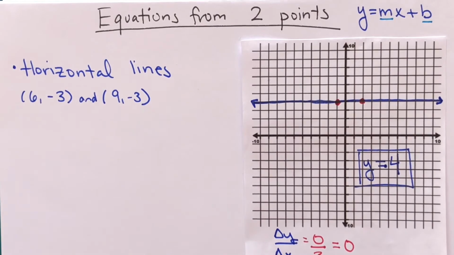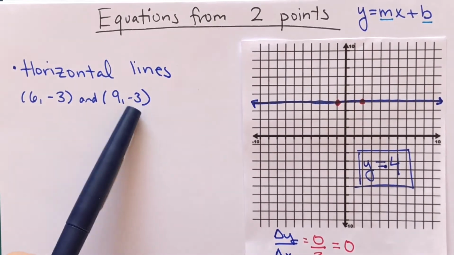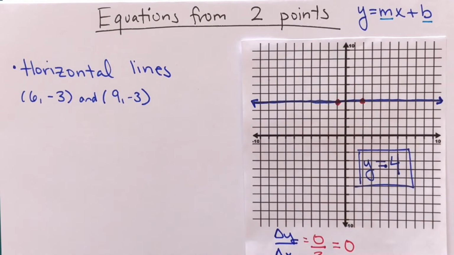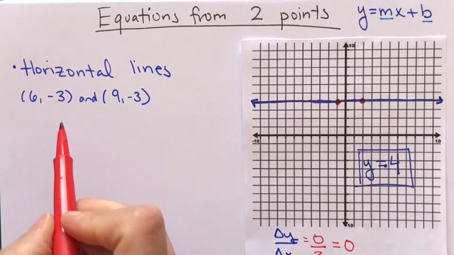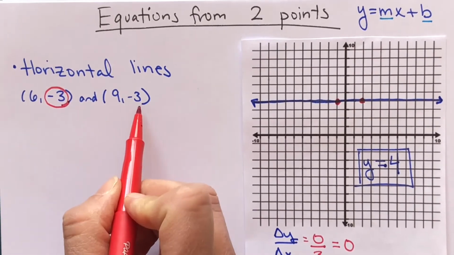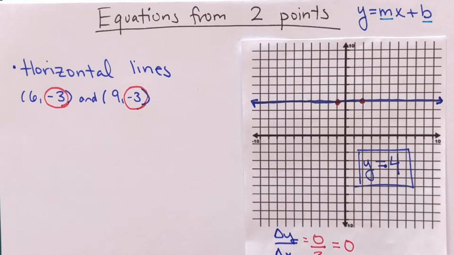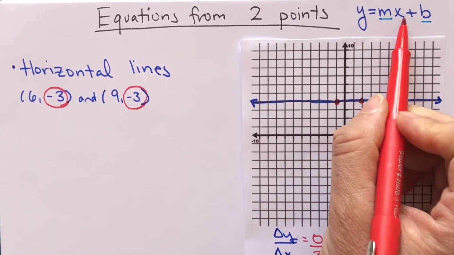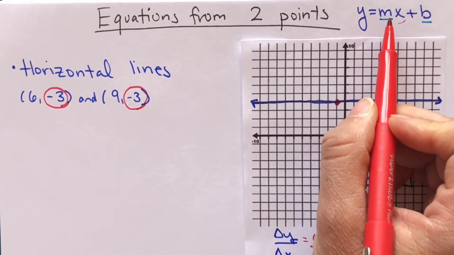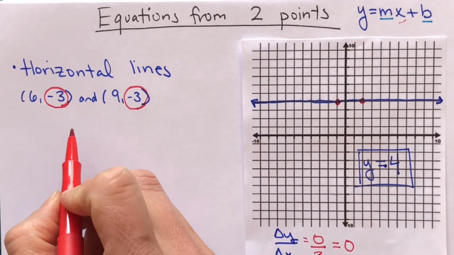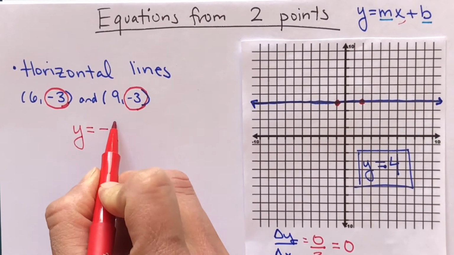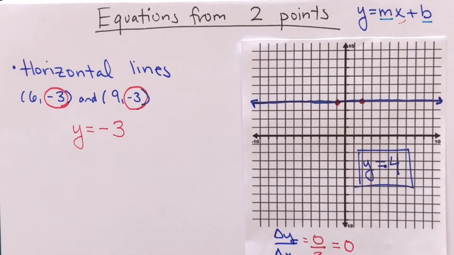So if I'm given the points (6, -3) and (9, -3), and asked to write an equation in slope-intercept form, I notice that the y value is the same on both of those points, which means that it's going to be a horizontal line because the y value does not change. So that means that I don't need to calculate the slope. I already know it's going to be 0, and I can just say that y is always going to equal -3.